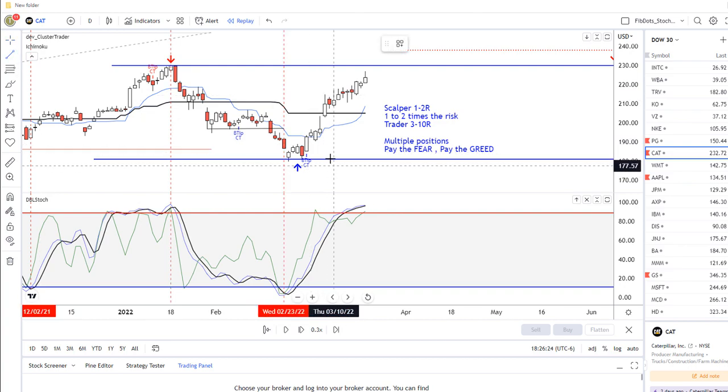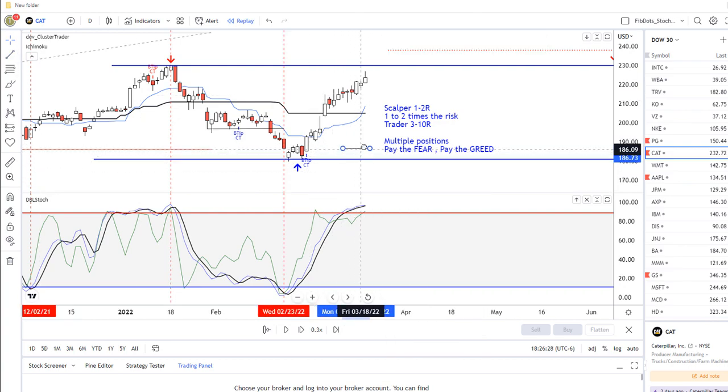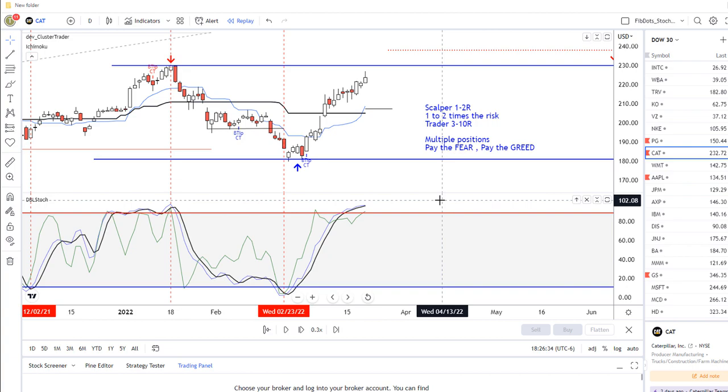Okay, so let's come in here. Let's take our stop from here. And now let's trail it. So I can take it and trail it right below the blue line. That gives us an objective way to trail the stop. Make sense?